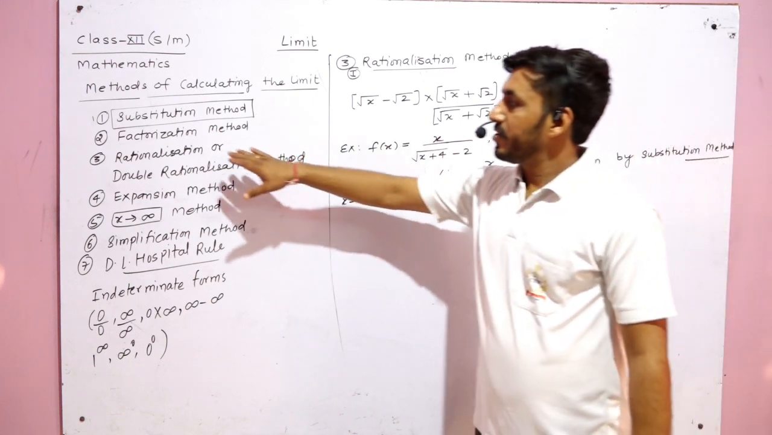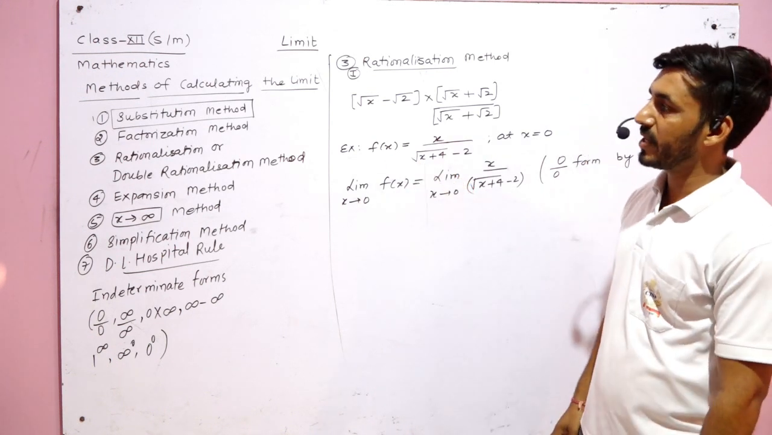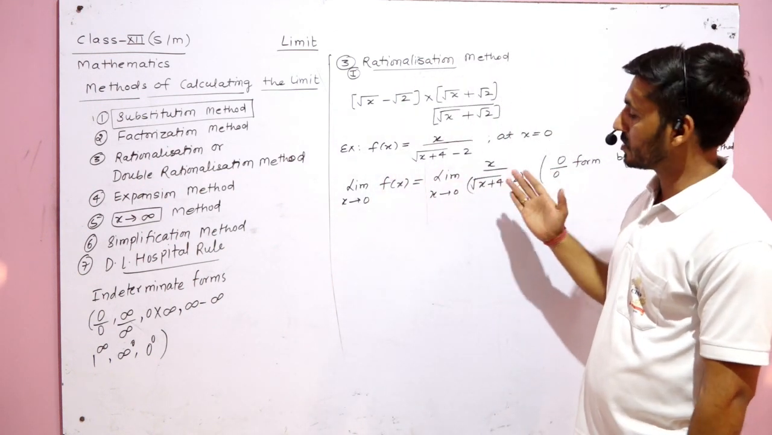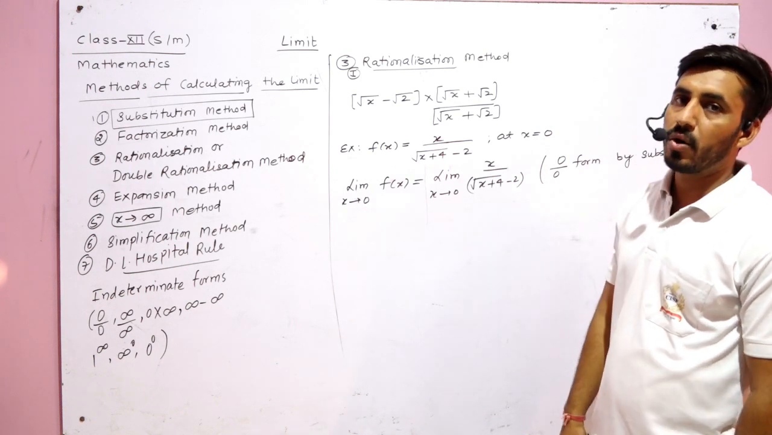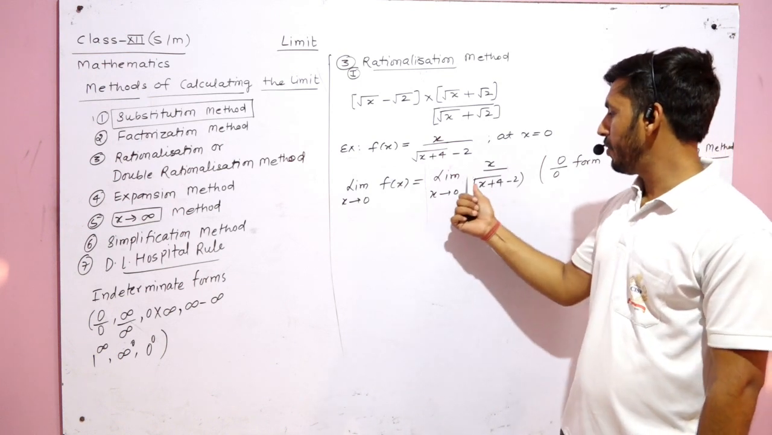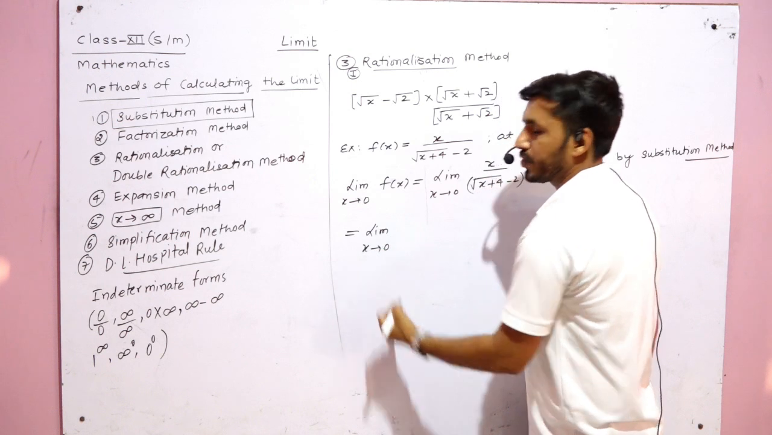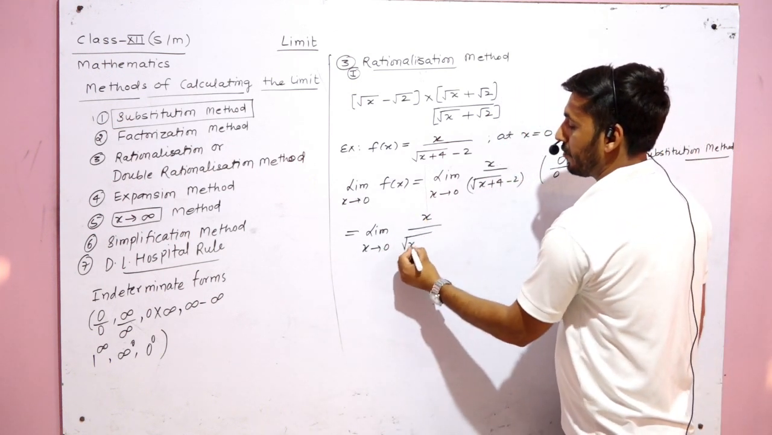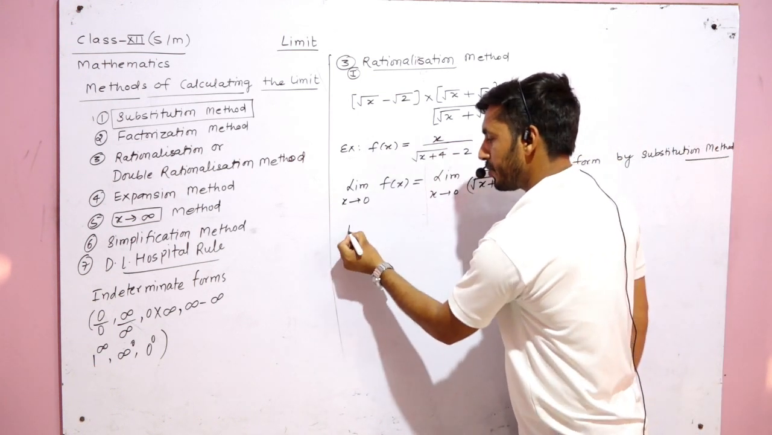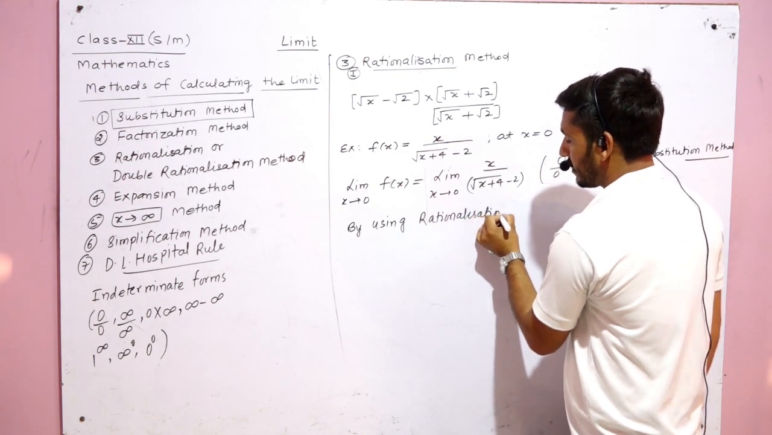Then the second method is factorization, but here we can clearly see that we have the function in terms of roots. That's why the factorization method will not work. Then we come to the rationalization method. Here we can see the root functions. In functions given with roots, we can use the rationalization method or double rationalization method. Here you can see this function has become 0. Then we have to change this function by using rationalization. How can we change it? Limit x tends to 0 of x upon root of x plus 4 minus 2. Then we have to make rationalization by using the rationalization method.